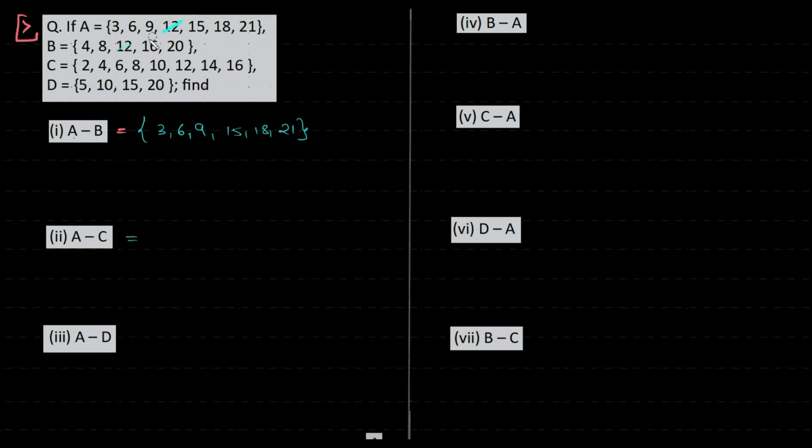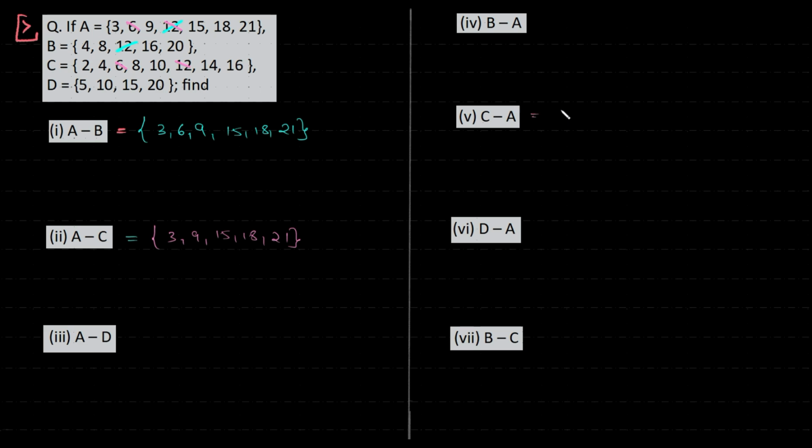Alternatively, what we can do is the following. I'll show you with A minus C. First thing is you can find the common elements between those. So let me use some other color. Between A and C, what are the common elements? So we have 6. Then we have 12. And then we have nothing else. Right? Okay. So once you are clear with what is common between A and C, all you have to do is write the elements in A which are not the common elements. So 3, 9, 15, 18 and 21.